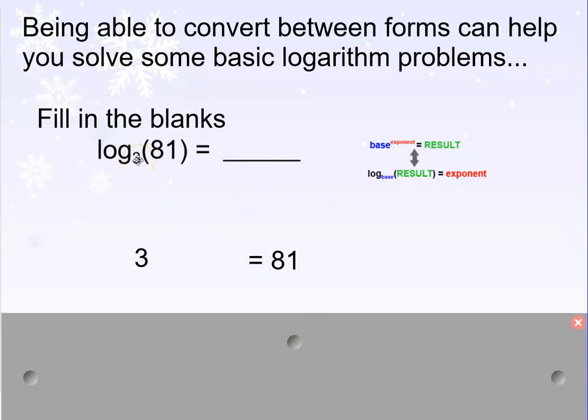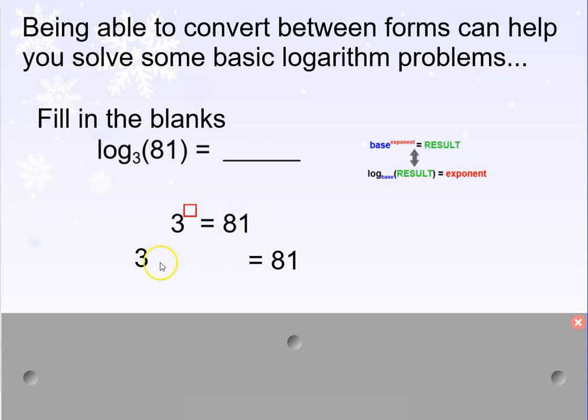My base is 3, so I'm going to rewrite this in exponential form using a base of 3. My exponent here is unknown. I don't know what my exponent is, so I'm just going to call it this unknown empty box. And I know my end result is 81. So 3 is the base. The exponent over here is unknown. And my end result is 81.